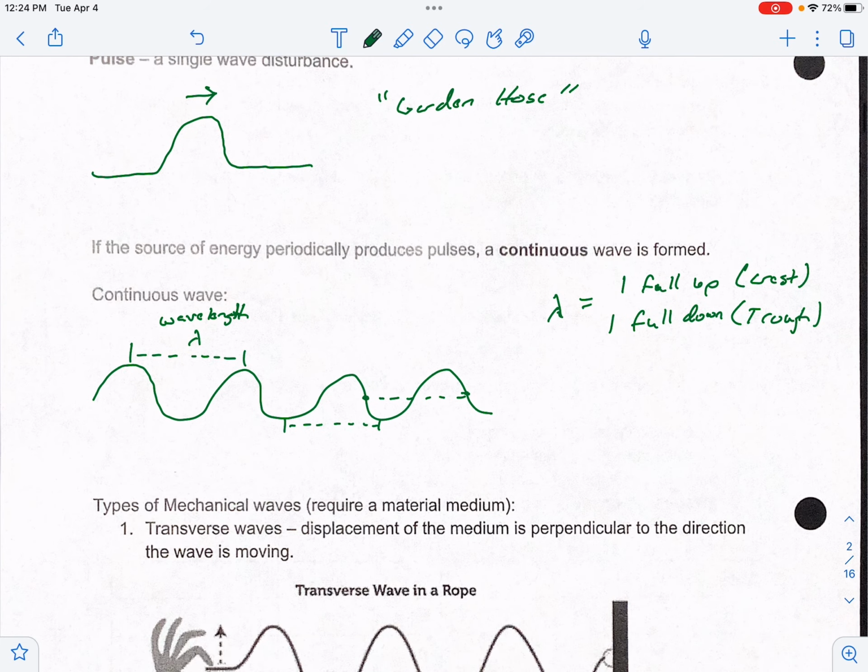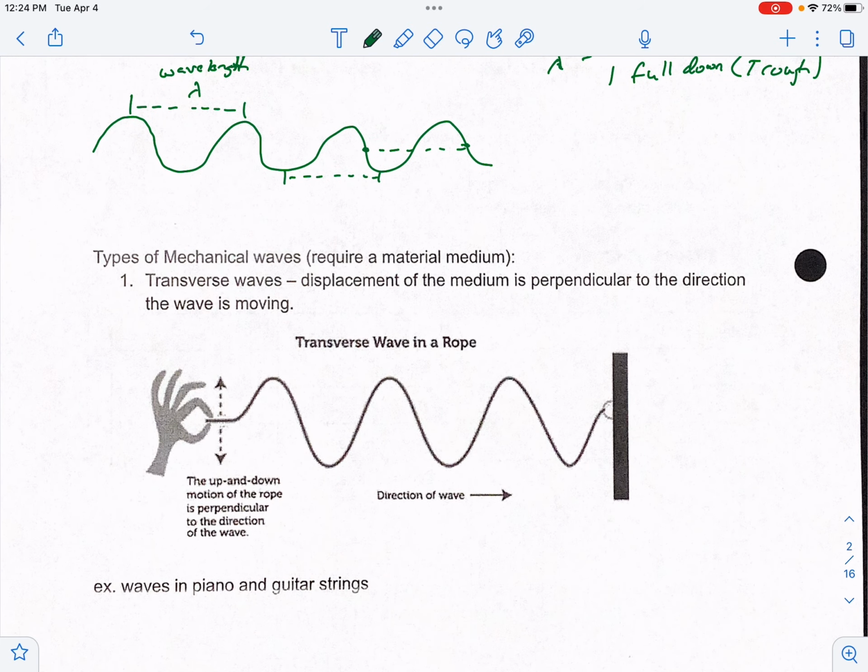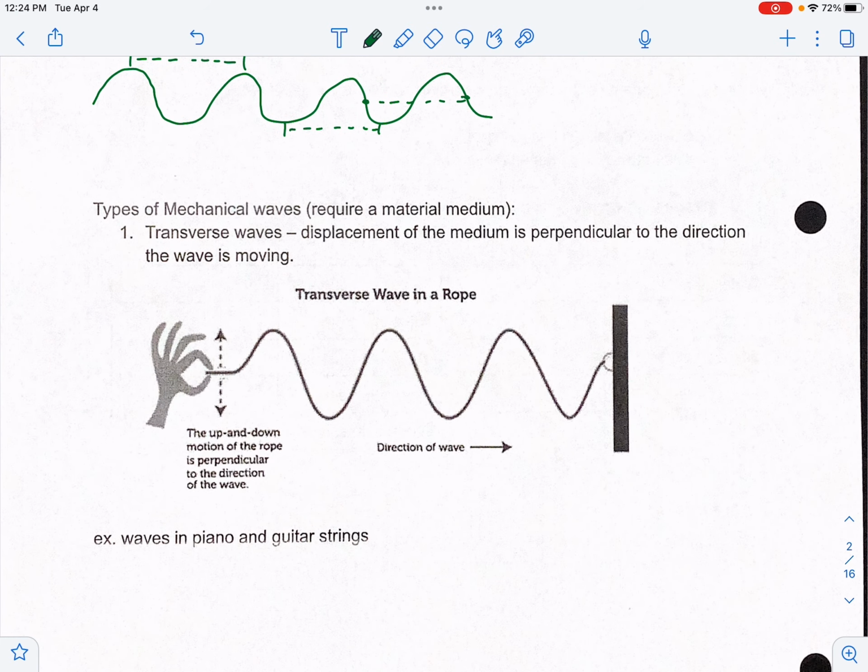Okay, so moving on to types of mechanical waves. Our first one, so mechanical, remember that requires a material. Okay, so our first is transverse waves. That is where the displacement of the medium is perpendicular to the direction of the wave moving. So what's happening is I'm moving the wave up and down with my hand, but the wave is actually traveling to the right. Okay, so that's called transverse, when that movement is perpendicular to each other.